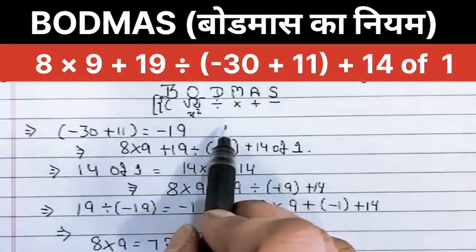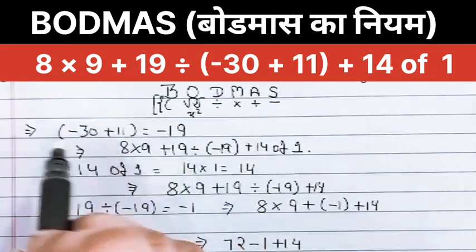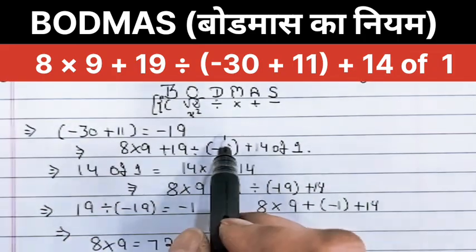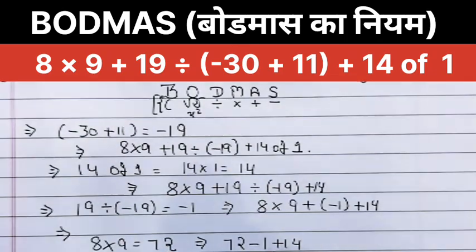By strictly adhering to the BODMAS priority levels, we ensure that the grouped terms and the of operator are resolved before the basic arithmetic, leading to the correct result. And the final result is 85.